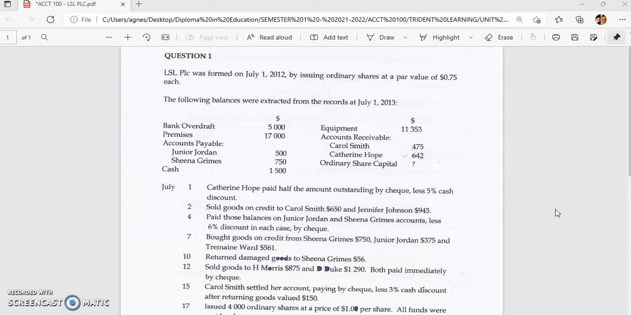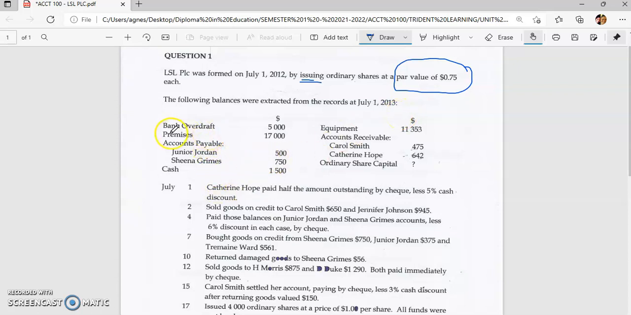Now the question states, LSL Plc was formed on July 1st, 2012 by issuing ordinary shares at a par value of 75 cents. So this is the value that is written into their constitution, and they are issuing shares. So the shares are 75 cents each. The following balances were extracted from the records at July 1st, 2013.